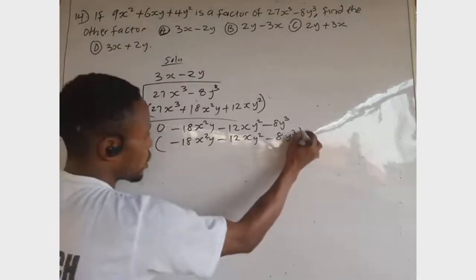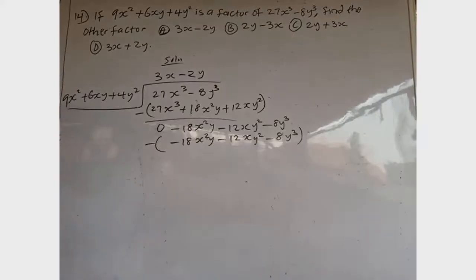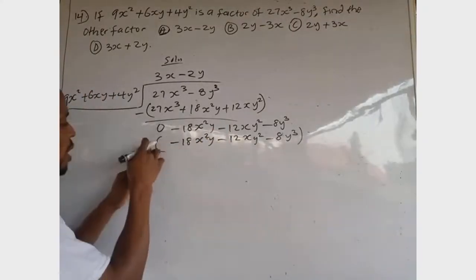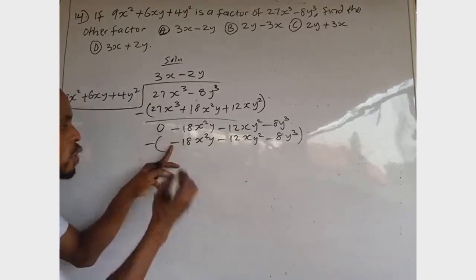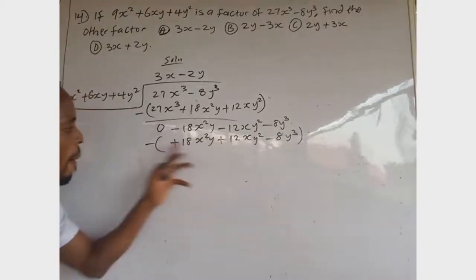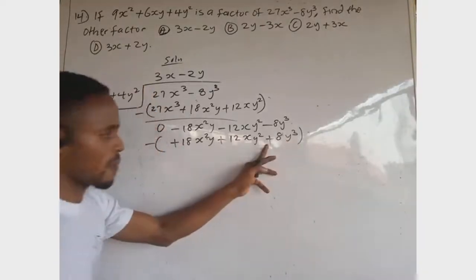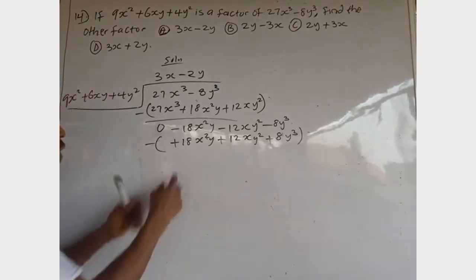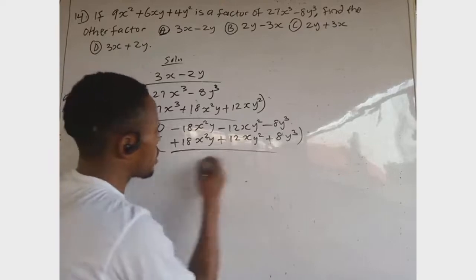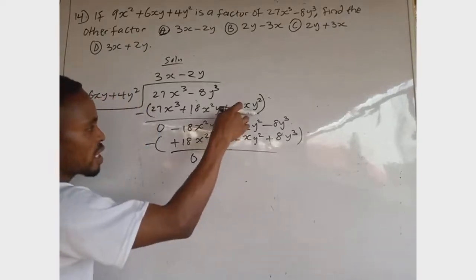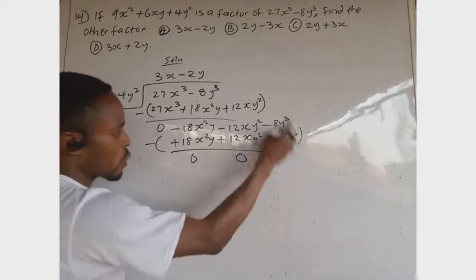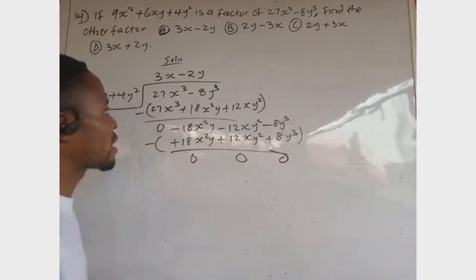To get our remainder, we should subtract both sides. Subtract this one from this now. So here, minus times minus, we have plus. This one changes to plus. Minus times minus here, changes to plus. Here in this place I have minus 18sy plus 18sy. It gives 0. The same thing occurs here. This one is positive, this one is negative, and they are the same. It gives 0. This one gives 0.